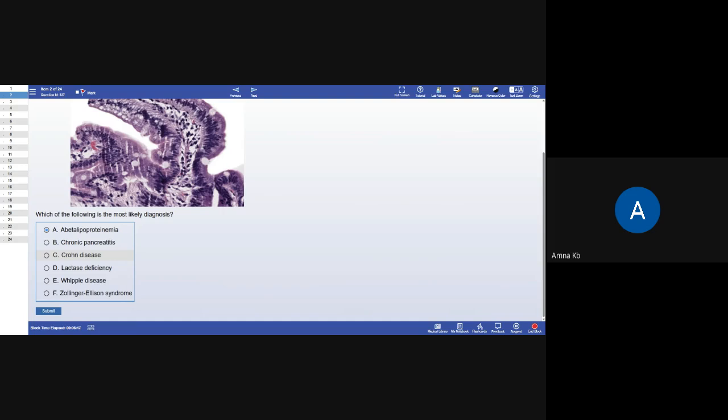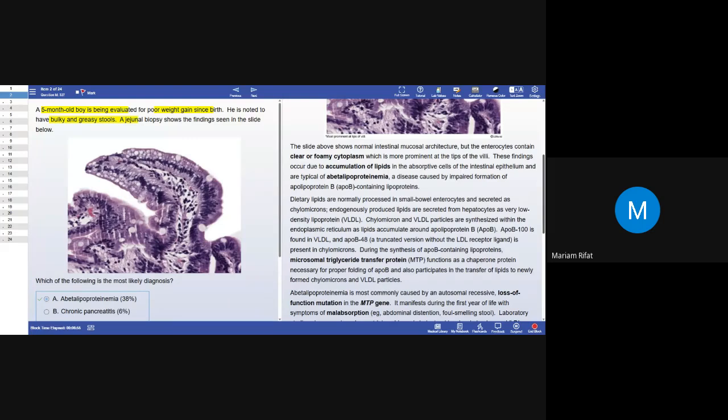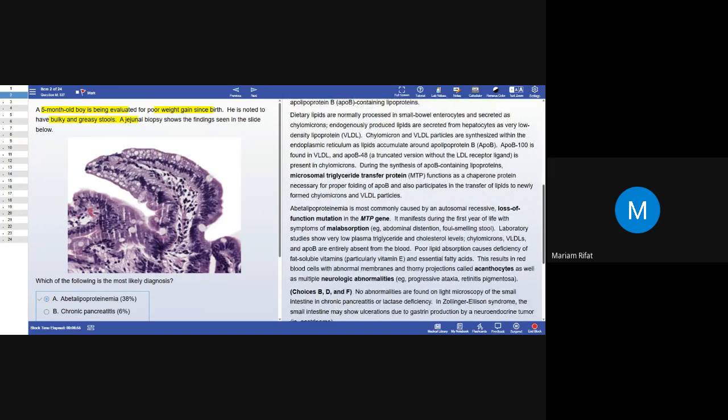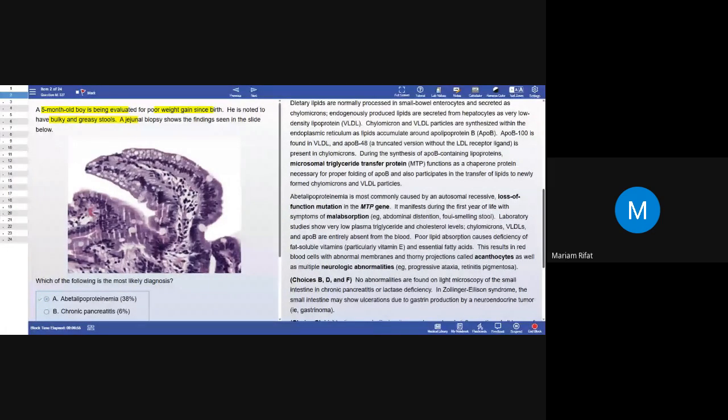It's like the fat is not made in the liver, like chylomicrons, something like that. The carrier proteins, lipoproteins, I think they become deficient. So because of deficiency of lipoproteins, it develops. Very good. Again, abetalipoproteinemia is very important.